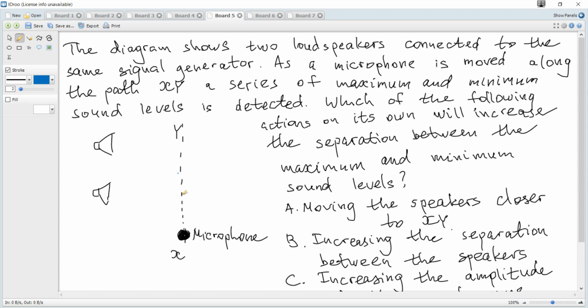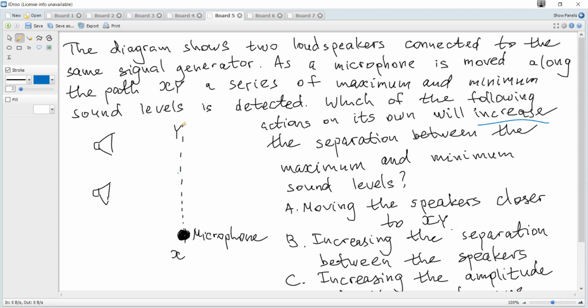The diagram shows two loudspeakers connected to the same signal generator. As the microphone is moved along the path XY, a series of maximum and minimum sound levels is detected. Which of the following actions on its own will increase the separation between the maximum and minimum sound levels?